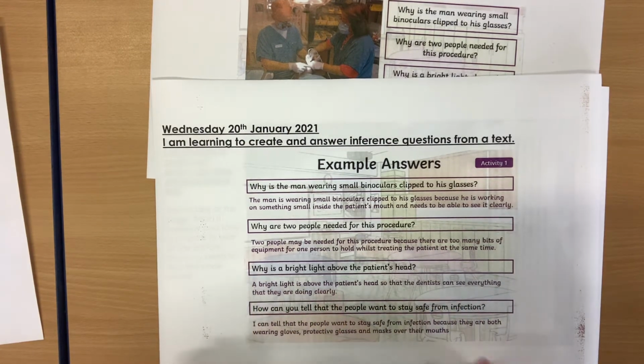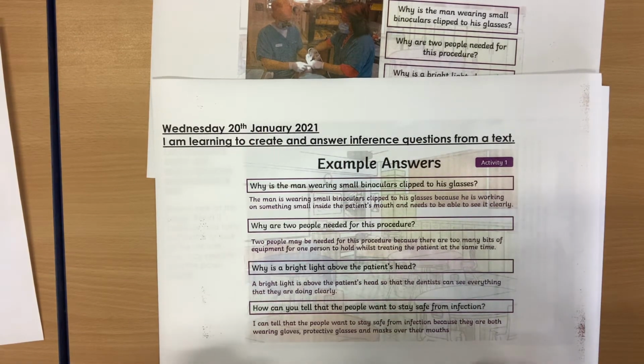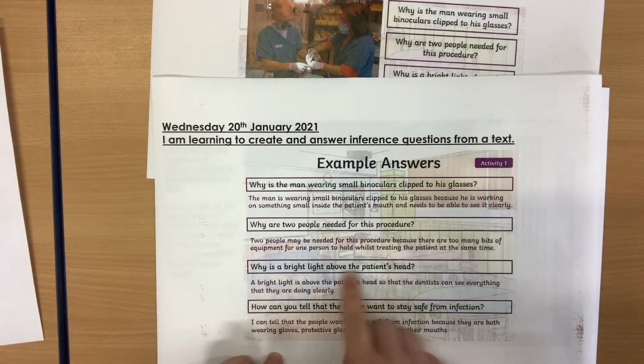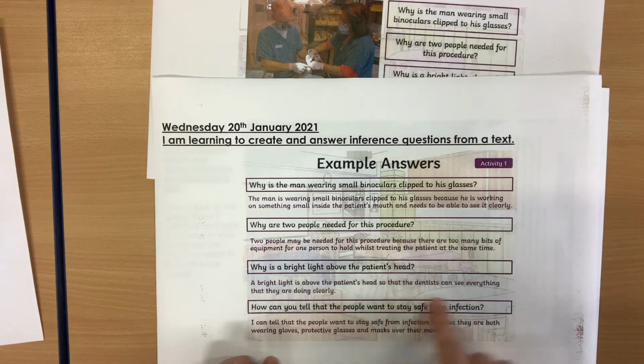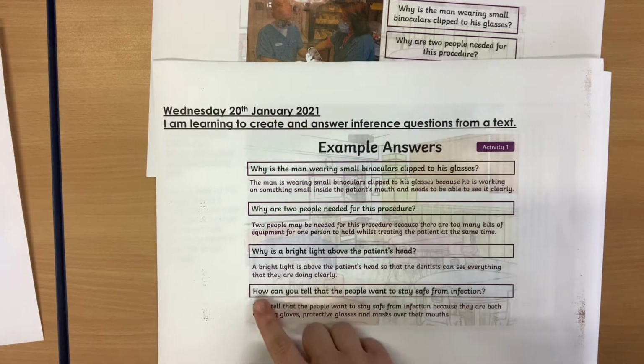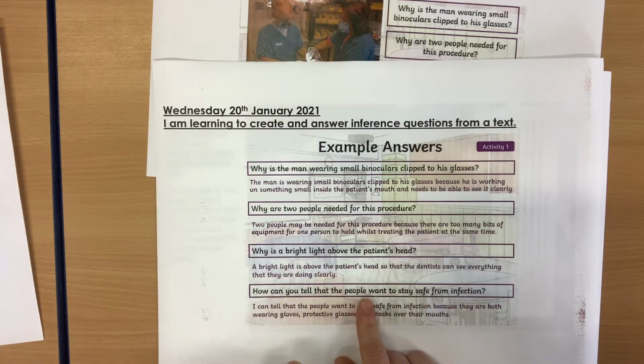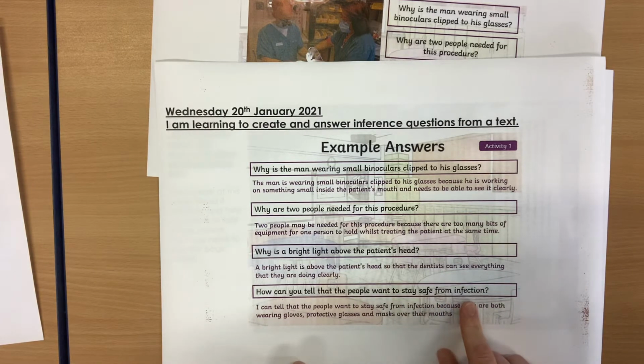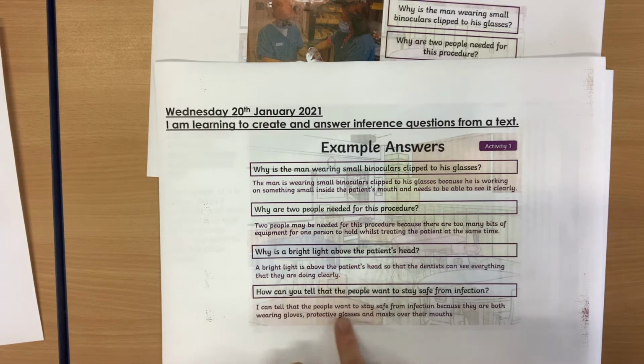Did you notice that time that we didn't use because again, but we used the conjunction so? So we've got part of our question, and we've given an explanation, and we've used the word so to link the two together. How can you tell that the people wanted to stay safe from infection? I can tell that the people want to stay safe from the infection because they are both wearing gloves, protective glasses, and masks over their mouths.